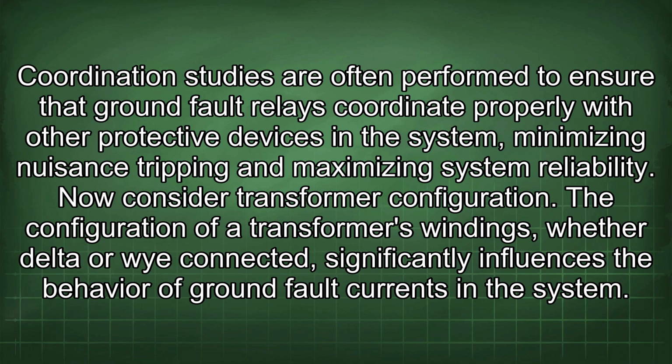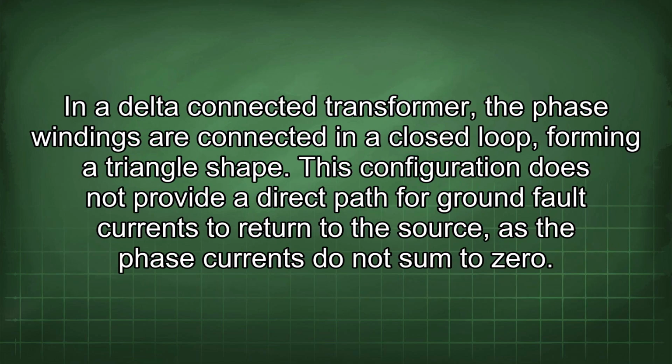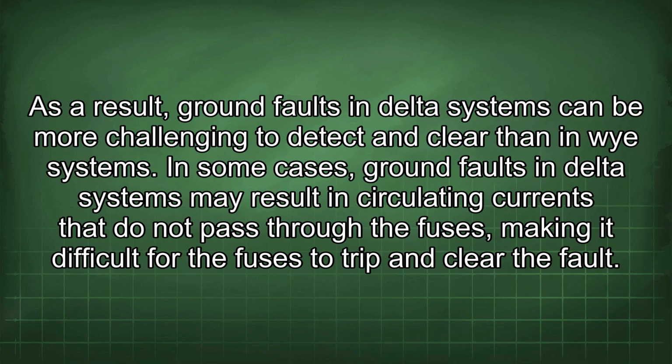Now consider transformer configuration. The configuration of a transformer's windings, whether delta or Y connected, significantly influences the behavior of ground fault currents in the system. In a delta-connected transformer, the phase windings are connected in a closed loop, forming a triangle shape. This configuration does not provide a direct path for ground fault currents to return to the source, as the phase currents do not sum to zero. As a result, ground faults in delta systems can be more challenging to detect and clear than in Y systems.